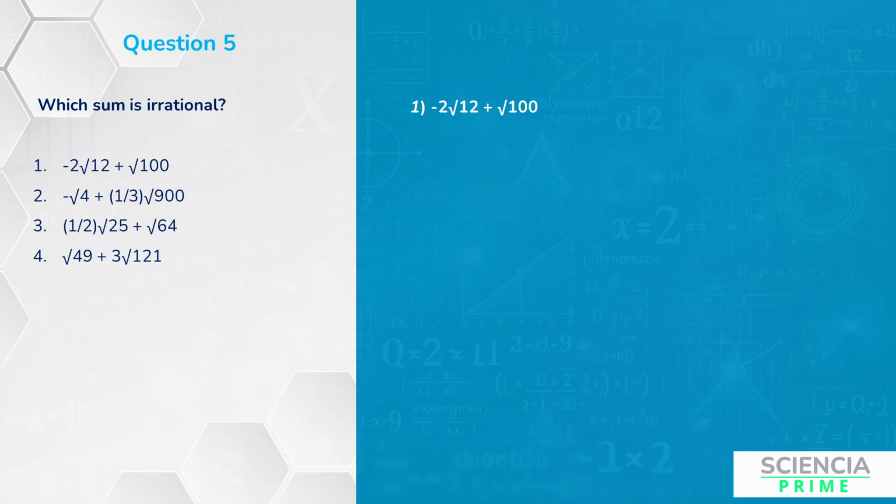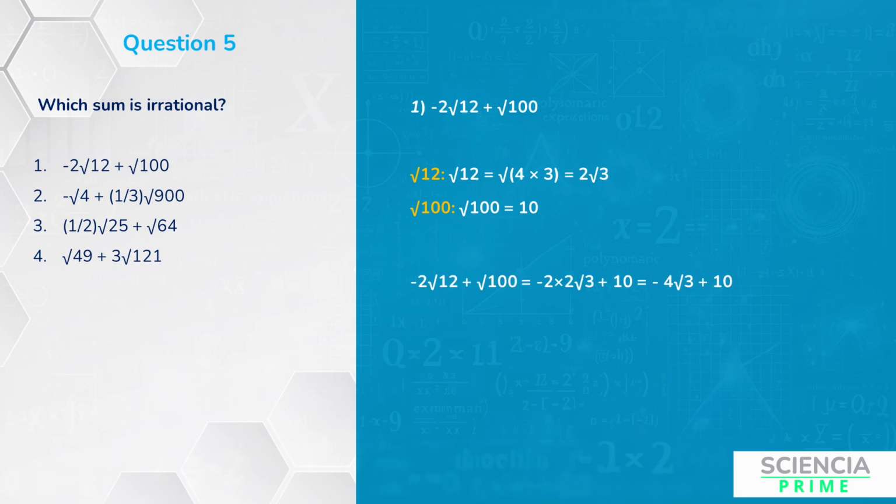Option 1, -2 times the square root of 12 plus the square root of 100. Simplify the square root of 12. The square root of 12 equals the square root of 4 times 3, which equals 2 times the square root of 3. Simplify the square root of 100. The square root of 100 equals 10. Substitute the simplified values. -2 times 2 times the square root of 3 plus 10 equals -4 times the square root of 3 plus 10.